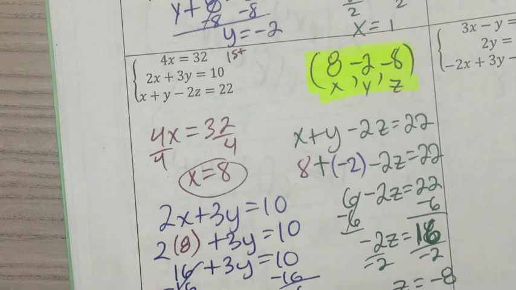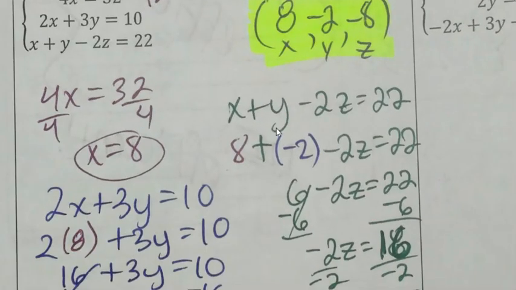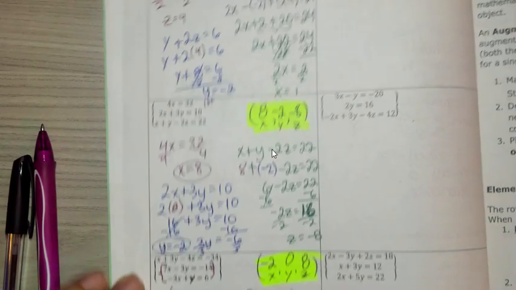All right, so that is 3 examples of how to solve a 3x3 system using the substitution method.